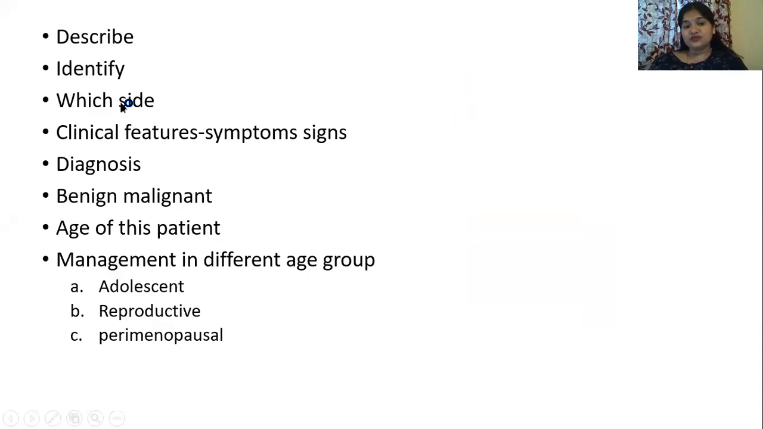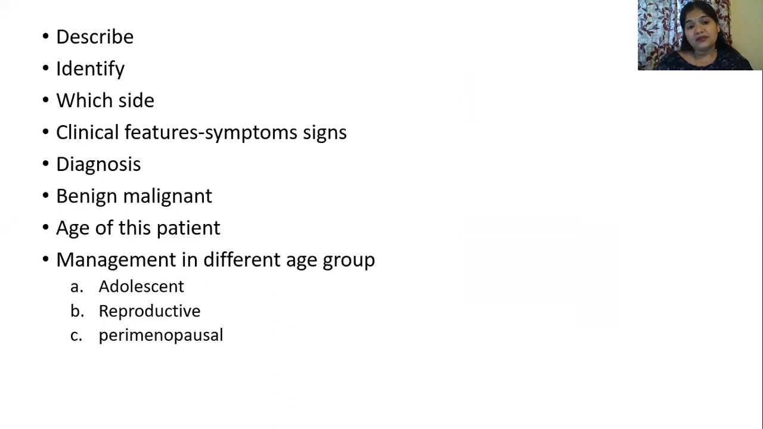Now look at the questions. You have already described the specimen. You have identified the specimen. You have told the side of the specimen, that it is a right-sided ovarian cyst. Then what could be the clinical features of this patient? These are the questions which the examiner is going to ask you. Specimen, drug, anything on your viva table is just a means to start your viva or to assess your knowledge about that particular topic, right? So now they will ask you what clinical features this patient may have had.